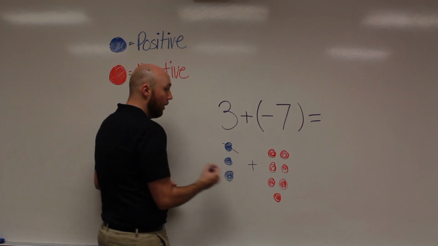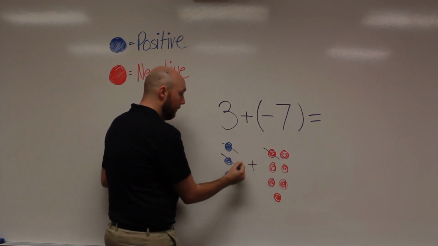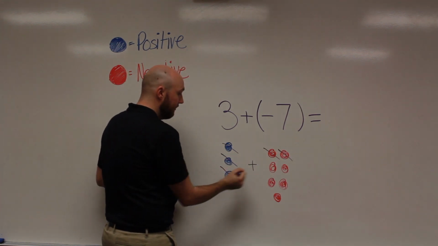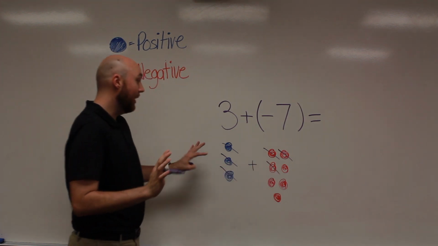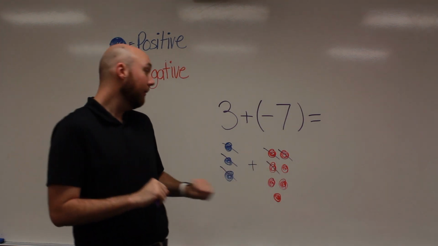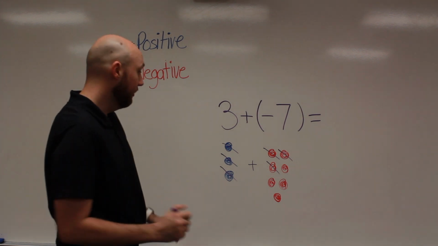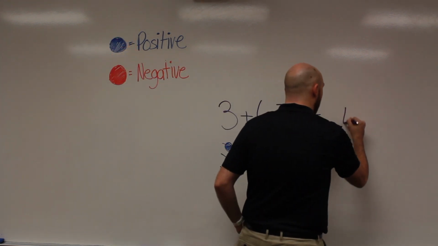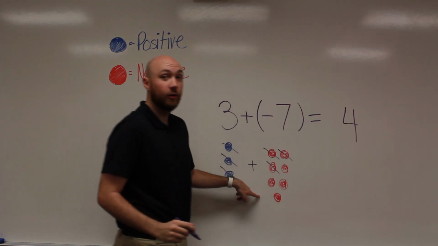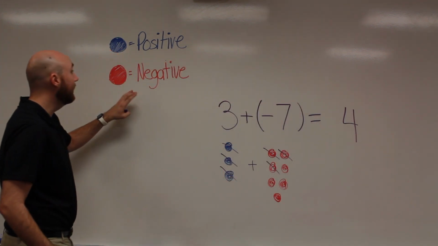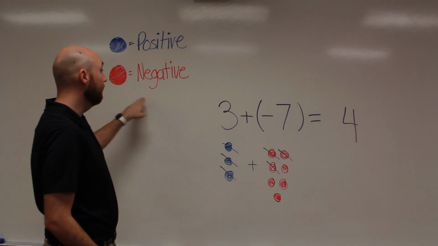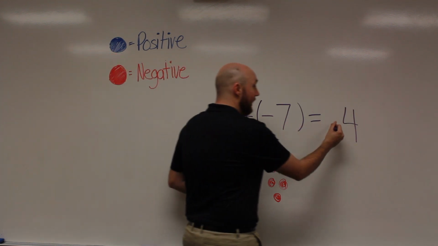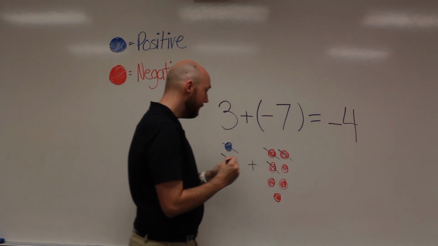So we're going to cross out 1 blue, 1 red, 1 blue, 1 red, 1 positive, 1 negative, and we have 3 zero pairs, okay? So now we need to count up what's left. So I'm going to count 1, 2, 3, 4. I counted 4 dots, and those dots are red, right? So we need to make sure we keep up with our signs. So since the red are negatives, this is -4.